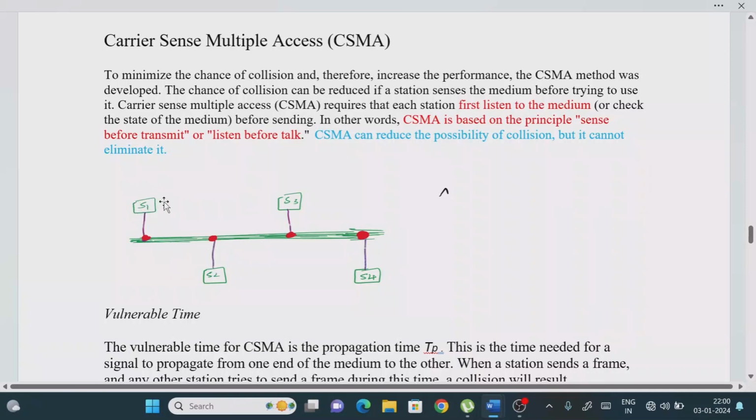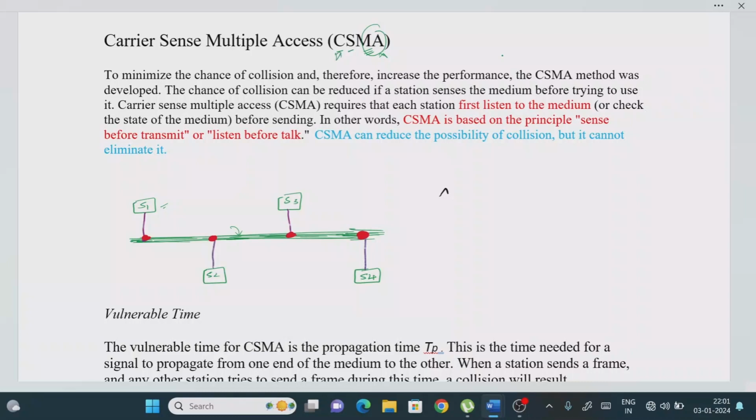So now what we are going to do is implement a more advanced mechanism, what we call the carrier sense multiple access protocol. First we will try to understand the meaning of carrier, the meaning of sense, and the meaning of multiple access. Multiple access means we have a single communication channel, and this can be used by multiple stations. That is, multiple stations are accessing it.